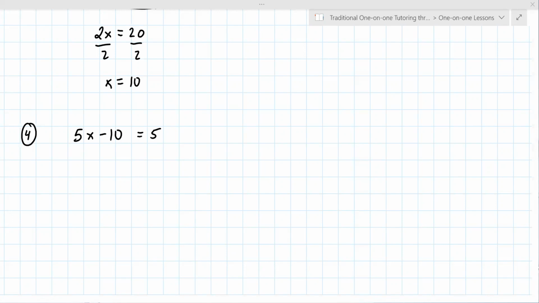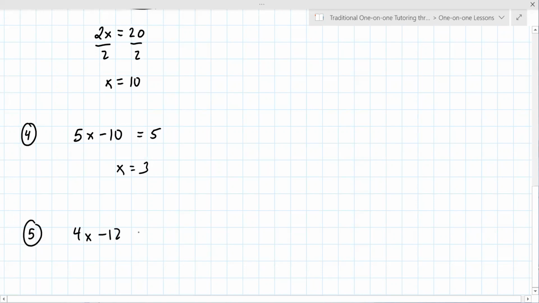Okay, got it. X equals 3. X does equal 3. Very good. Okay, let's look at number 5. So number 5 is 4x minus 12 equals 12. You want me to solve that one too? Yes, yes.